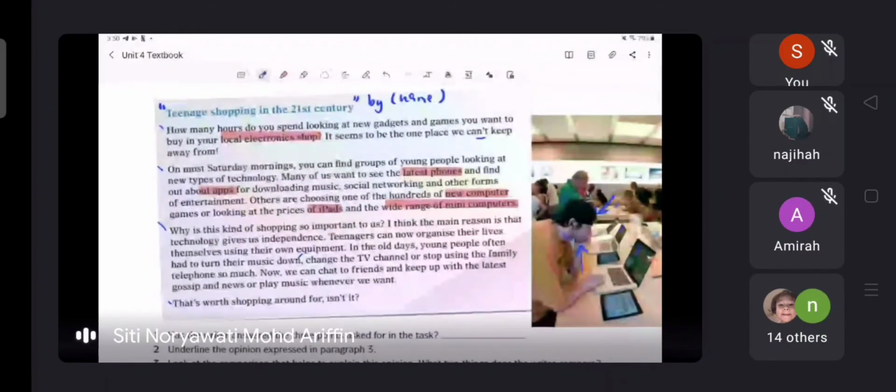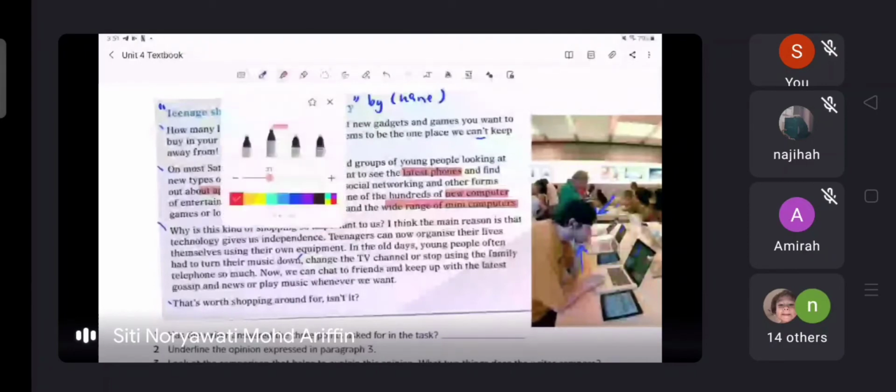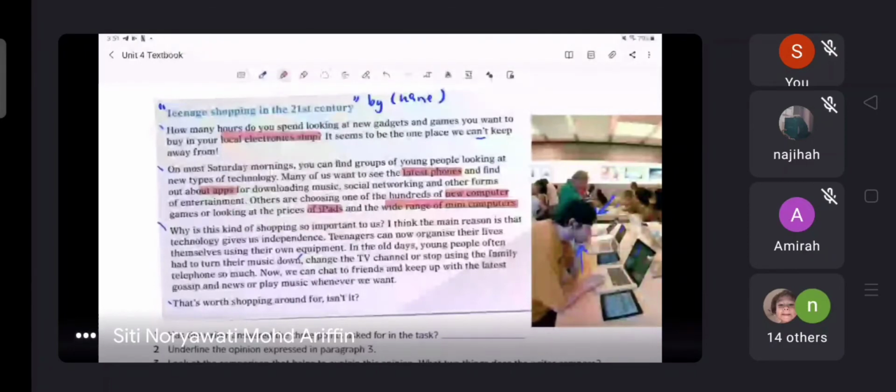Yes, okay, so teenagers can organize their own life using their own equipment because they have independence, freedom. The main reason, I think the main reason is that technology gives us independence. Okay, so the writer is simple, he asks a question, why is this kind of shopping so important to us? Then the writer answers, I think the main reason is that technology gives us independence. Okay, and then he elaborates on why, what this freedom means.